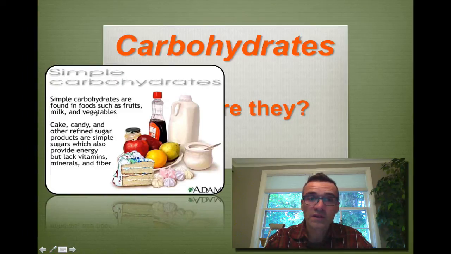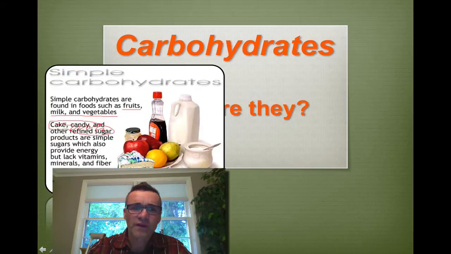When we look at simple carbohydrates, there are some things that are pretty good, like fruits and milk and vegetables, which are a good source of some carbs. But then we also have things like cake and candy and the refined sugars, which we know probably would be better to stay away from instead of having too much of that.